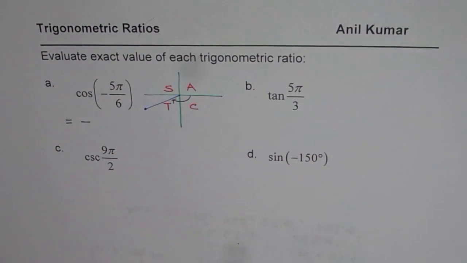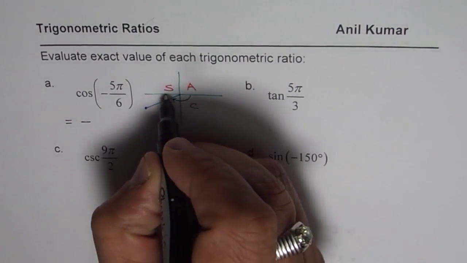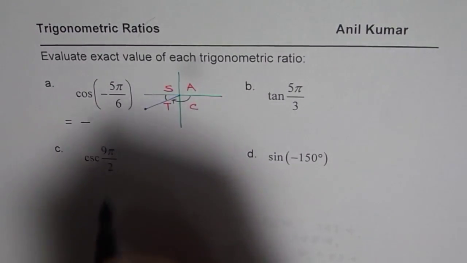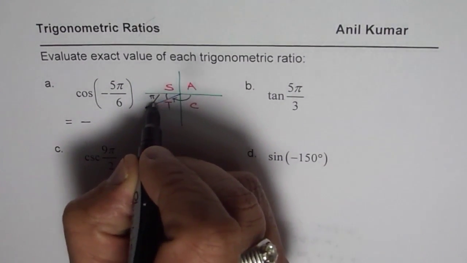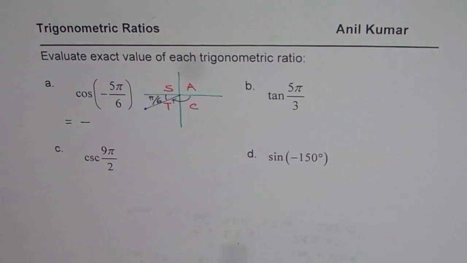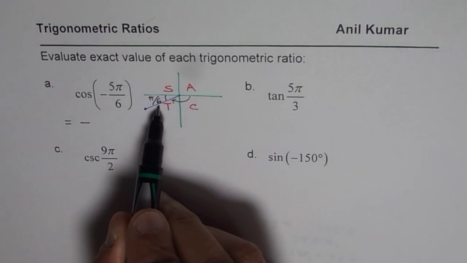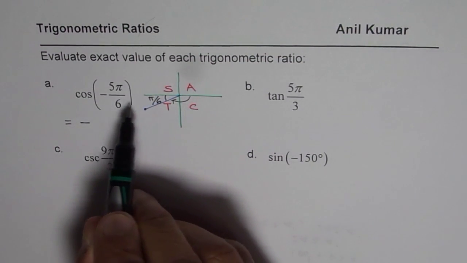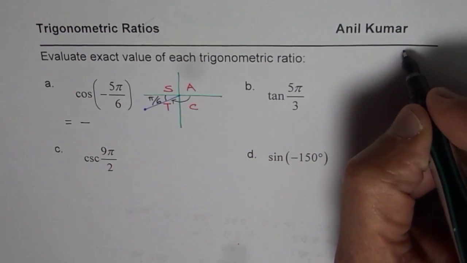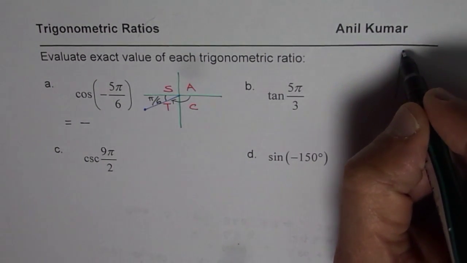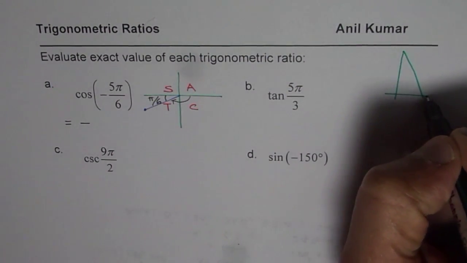That is first part. Now you have to figure out what is the acute angle. Acute angle is pi by 6. Since acute angle is pi by 6, we will use our pi by 6, pi by 3, pi by 2 triangle to find the exact value. So let me draw this triangle here, since we will need it a couple of times, right? So this is the triangle.